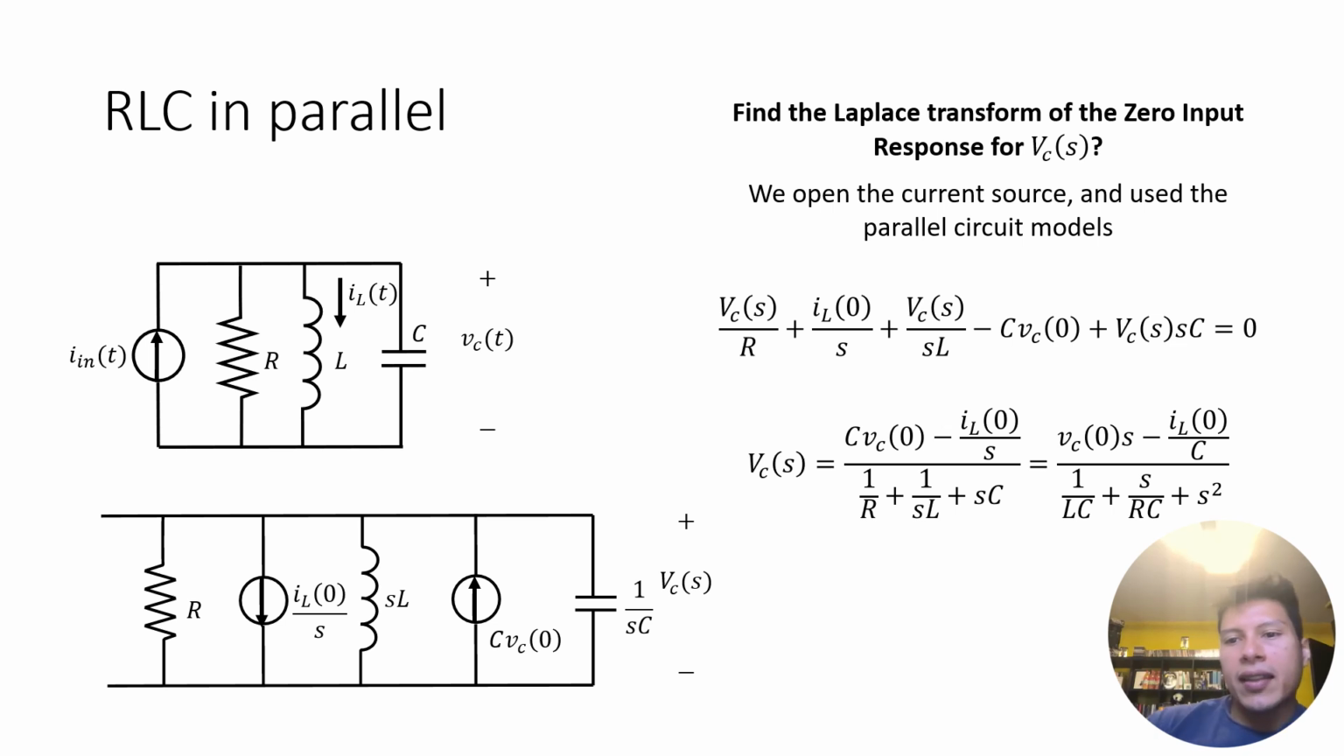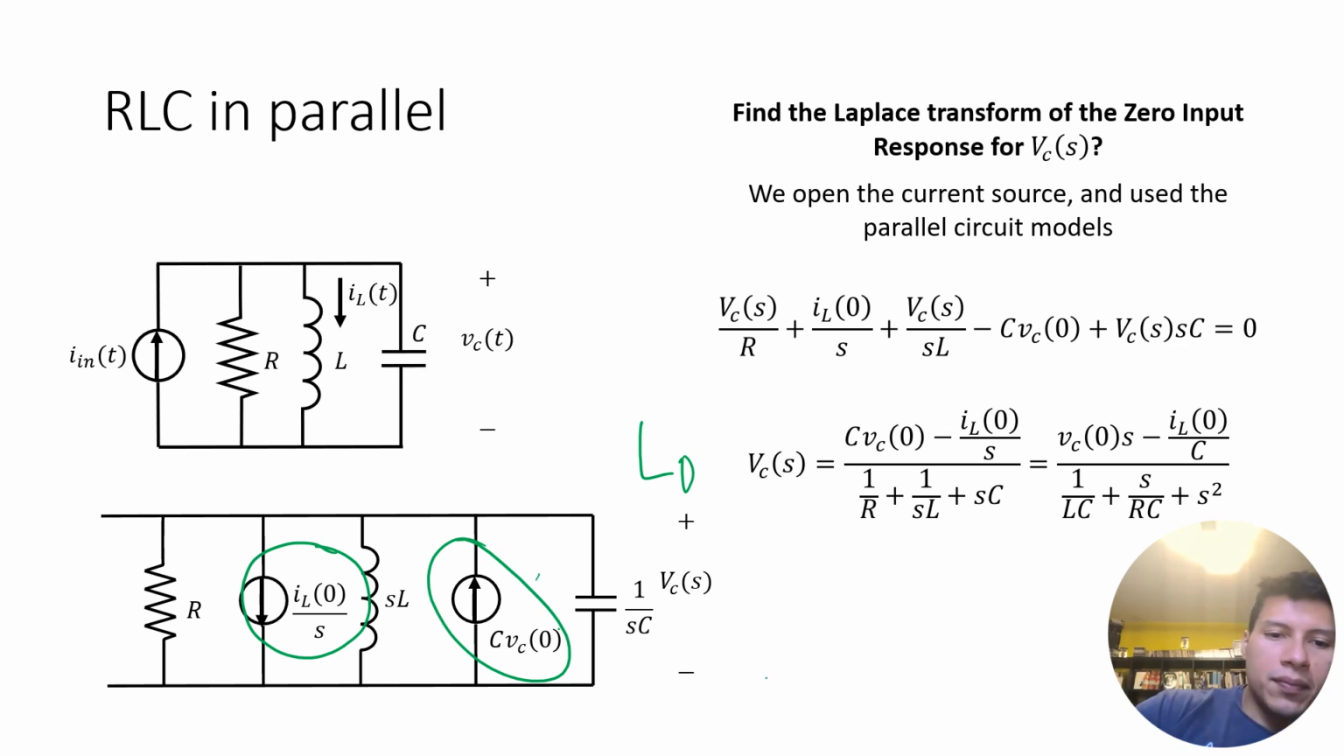So here's that derivation done again. In particular, we replaced the capacitor with a current source in parallel to an impedance, and the inductor with a current source in parallel to an impedance. Yeah, so that's the zero input response.